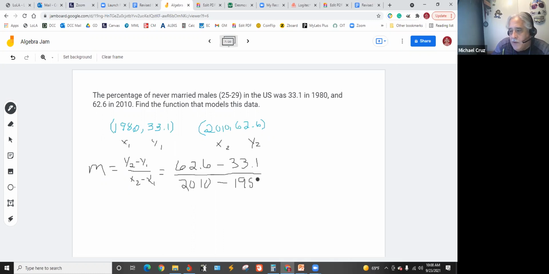Now just notice that the way this works, you can't mix up these points right here. This was your x and that's your y. This is your x and that's your y for the points. You can't flip those around during the process here. All right.